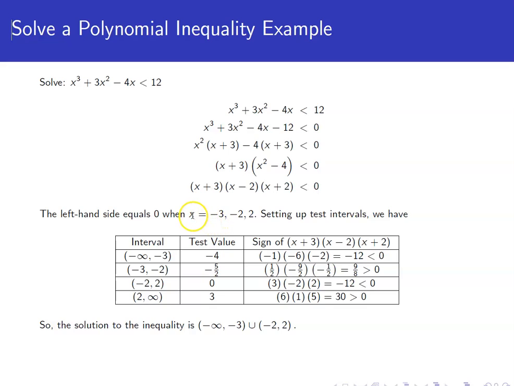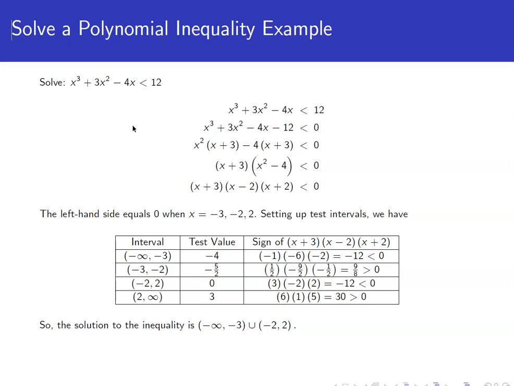In this video, we're going to talk about an example of solving a polynomial inequality. So we're asked to solve the inequality x cubed plus 3x squared minus 4x is less than 12. Much like when we solve an equation by factoring, if we want to solve an inequality by factoring, we need to get 0 on one side.